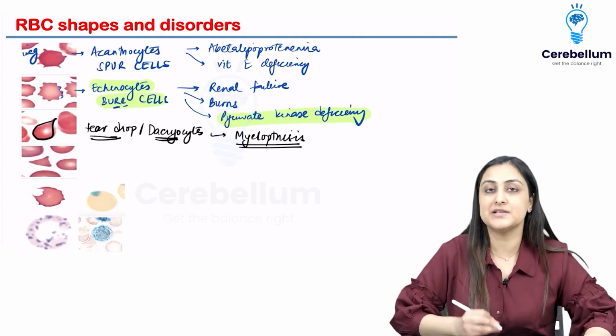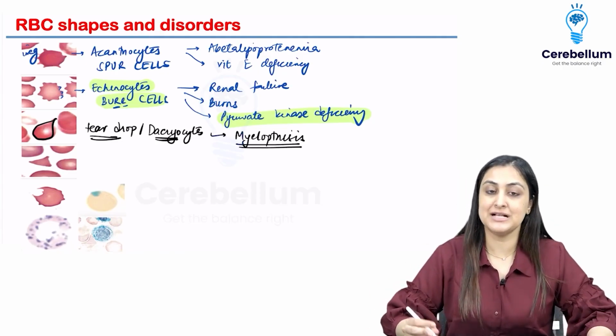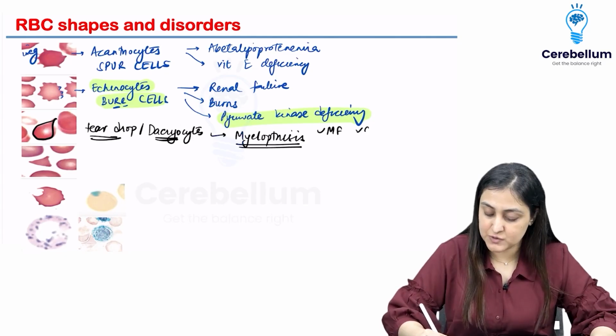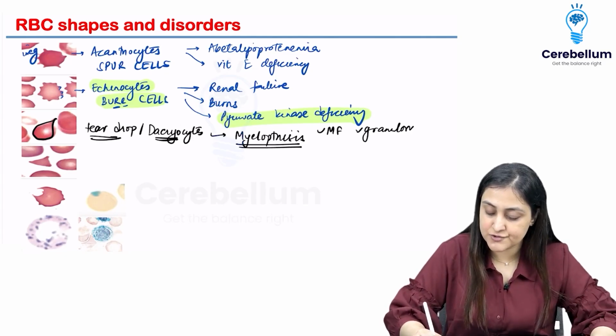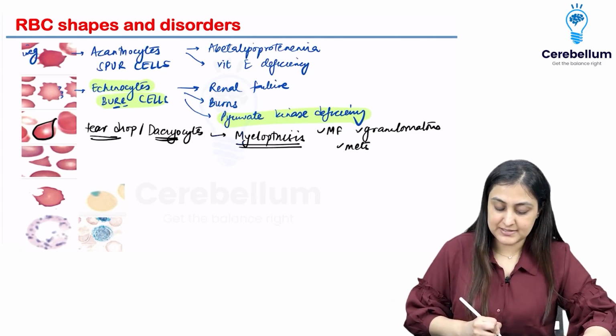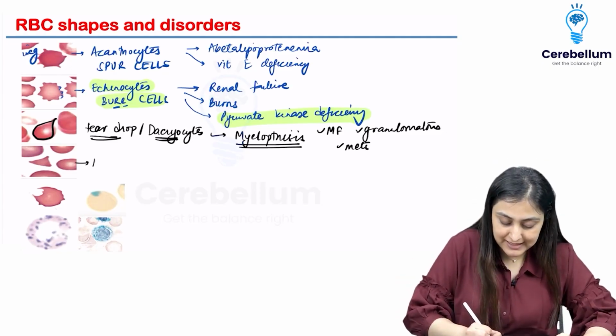Anytime there is replacement of the bone marrow with anything other than the bone marrow cells, it is known as myelophthisis, which could include myelofibrosis or granulomatous disorders, or it could be metastasis. Okay, so this is teardrop or dacryocytes. What you see here are these helmet cells or schistocytes.